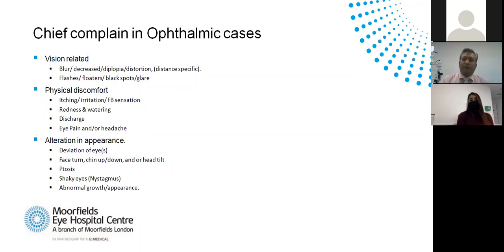They may explain their issues and conditions in very layman terms, so our questions also should be in that kind of terminology only. For example, shaky eye, or asking if the eye is moving out or in, is more appropriate than nystagmus or squint. The parents or the patient may not know what nystagmus and squint are. Similarly, the person may not know what diplopia is, so we can ask about double vision. These are very basic things.